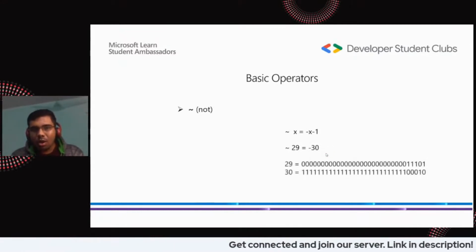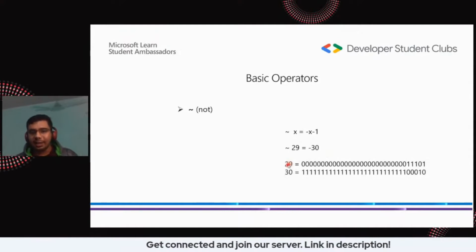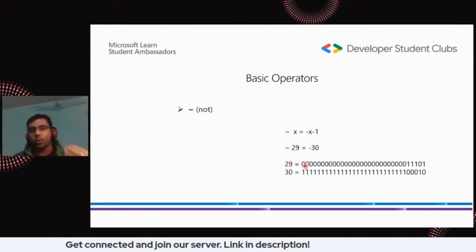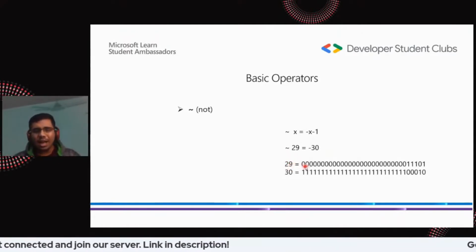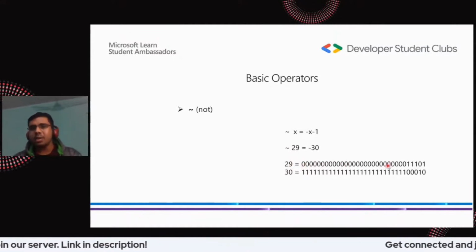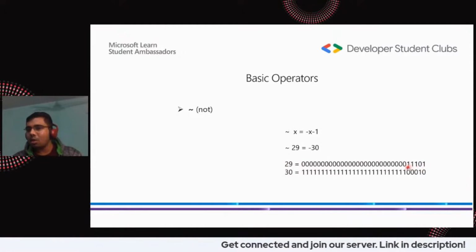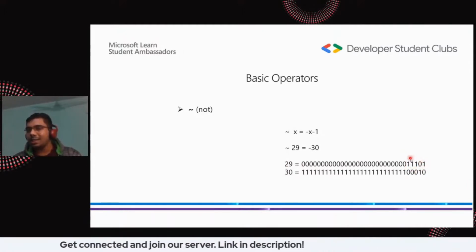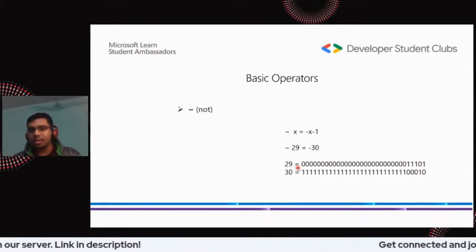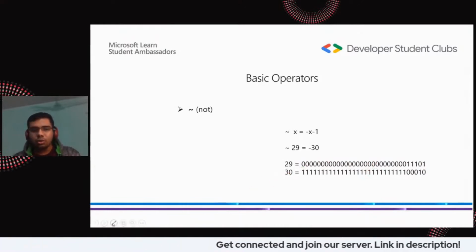Let's understand how. Here you can see 29. I took a 32-bit number, I'm considering a 32-bit integer type. So here the 29 representation is something like 11101, from the LSB to MSB. Rest all of the digits in 29 are 0.